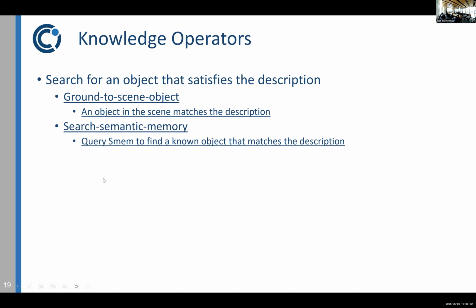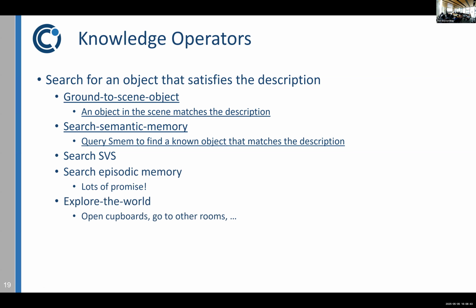Oh, maybe there's something in semantic memory. Maybe we should search semantic memory. Maybe there's something in SVS that we could extract out. Maybe there's something in episodic memory, and I think this has real promise. And maybe we should explore the world. Maybe we should ask the human. But the point is, we set these up as operators that we can select between. So now we have another place where we're using means ends analysis. We're using search in order to do that.